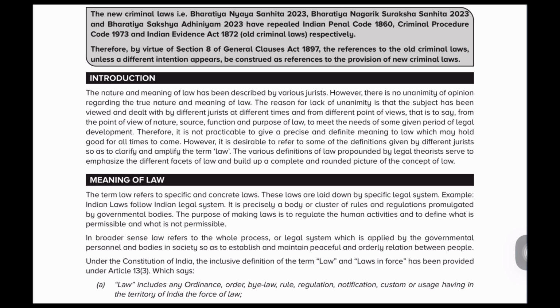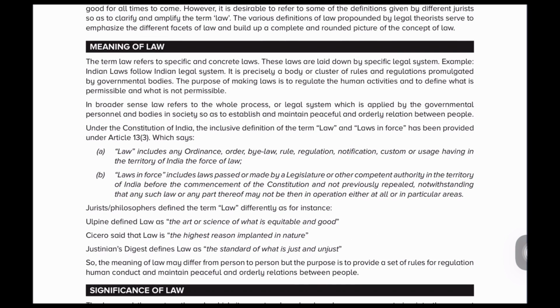Now, you may have noticed that many jurists have defined law differently. So, there is no single definition because every jurist has approached it from a different angle. Some focus on its nature, some on its purpose, function, or source. So, law changes along with society. What one generation calls law may look different in another generation. Still, these definitions together give us a complete picture of what law means and what it tries to achieve.